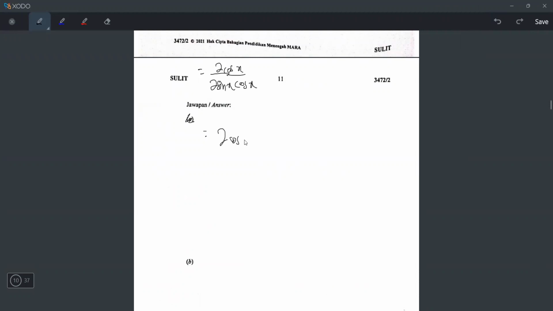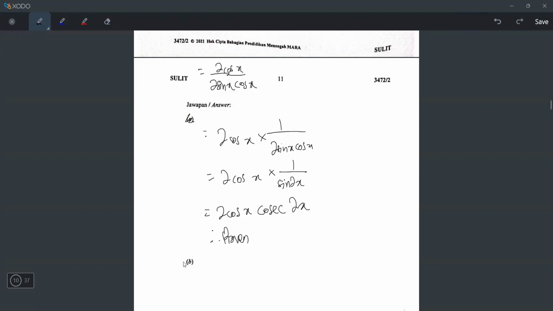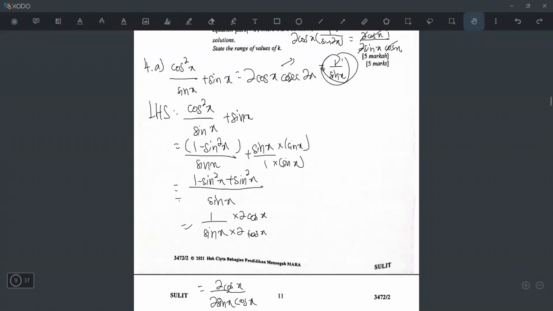2 cos x times with 1 over 2 sin x cos x. And then it will become 2 cos x times with 1 over the 2 sin x cos x, which is sine 2x. And that's it. 2 cos x over this one is cosec, because 1 over sine is cosec 2x. So proven. Okay, that's the answer. All right, done. This is question A.